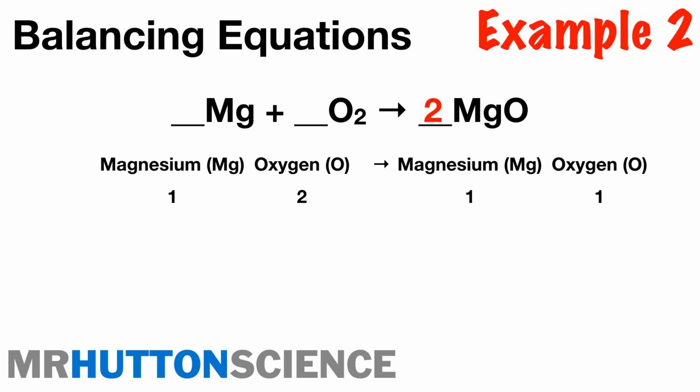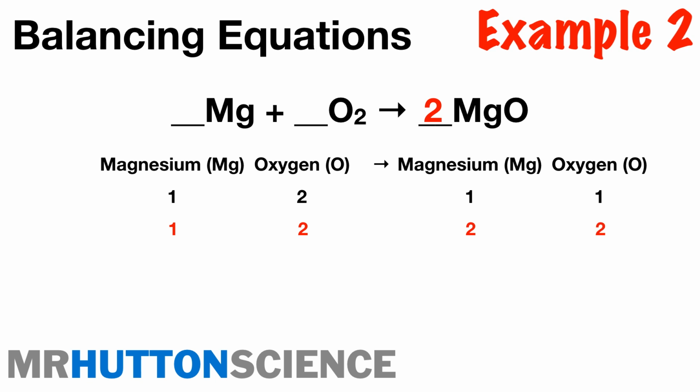So if we get 2 magnesium oxides, and then we count up how many of each type of atom we've got again, nothing's changed on the left in our reactants. We've got 1 and 2 again. But over on the right in our products, we've now got 2 magnesiums and 2 oxygens.